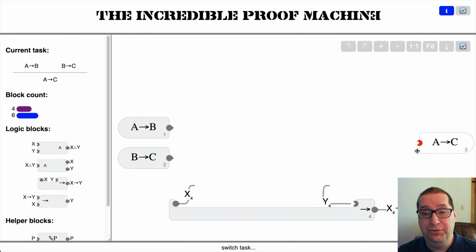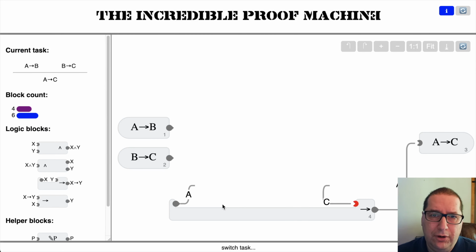So we want to prove A implies C. I'm going to hook this up. And what should happen is that X should change to A and that Y should change to C. And indeed, that's what happens. But I still feel like I'm really no closer to solving this. So what are we going to do?